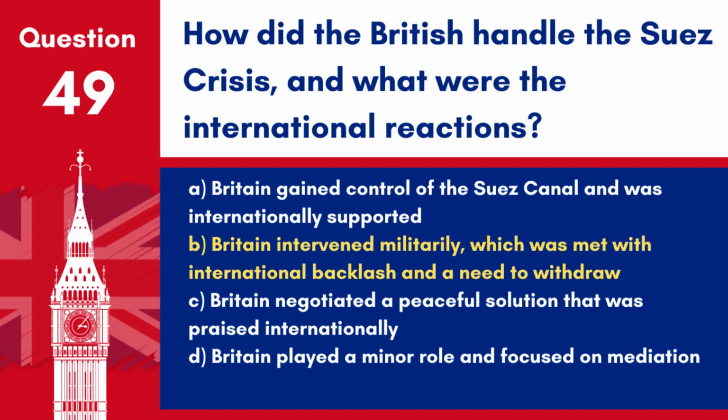Answer. B. Britain intervened militarily, which was met with international backlash and a need to withdraw. The British military intervention during the Suez Crisis in 1956, alongside France and Israel, aimed at regaining Western control of the Suez Canal and removing Egyptian President Nasser from power, resulted in a significant international backlash, particularly from the United States and the United Nations, forcing Britain to withdraw and marking a decline in its global influence.